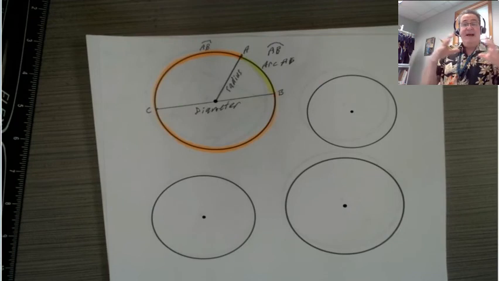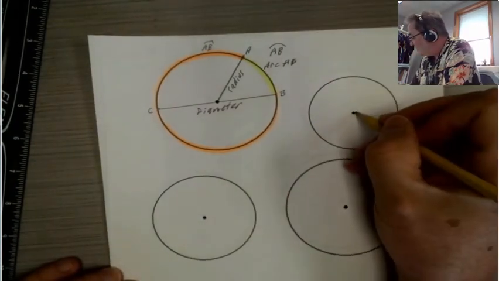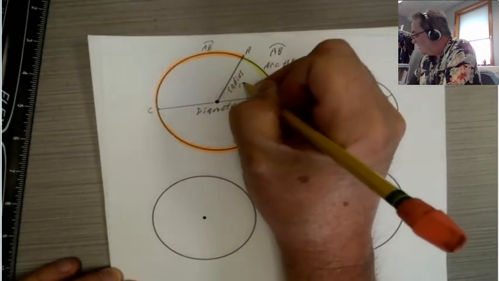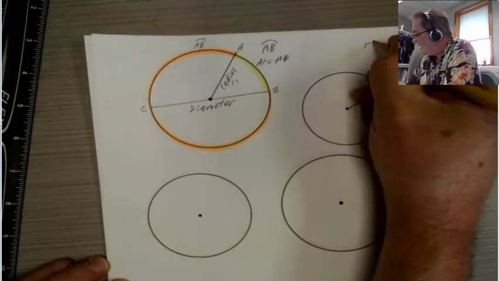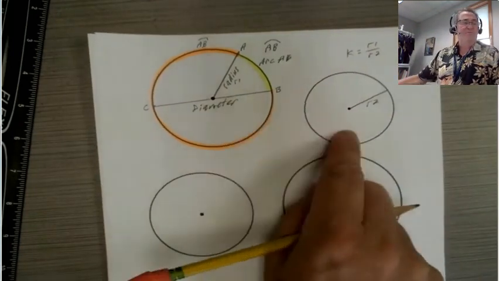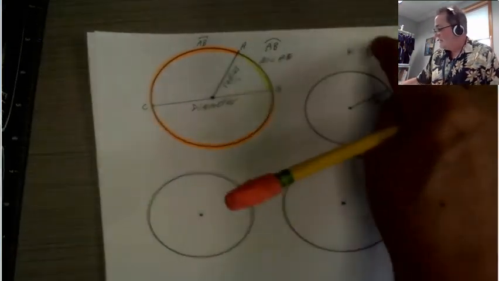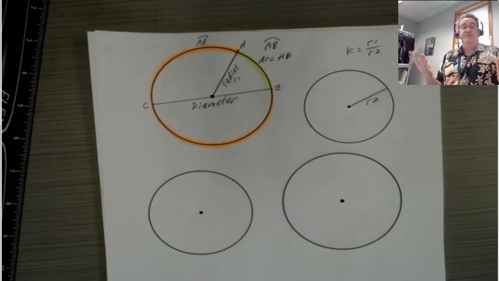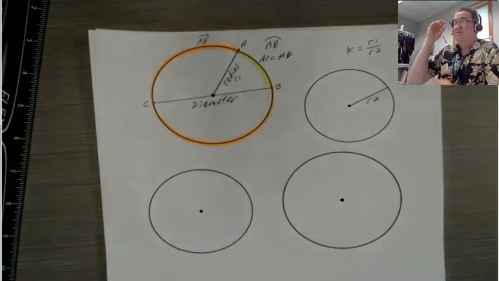So we could dilate any circle to get any other circle. The radius of this circle we'll call R2, and we might call this one R1. If we were dilating this one to this one, we would just put one radius over the other one, and that would be the scale factor. If we were going the other way around, we'd put this one on top and use that as the scale factor. That would give us the scale factor we would need to use to dilate this circle to make it that circle. So we can do that.